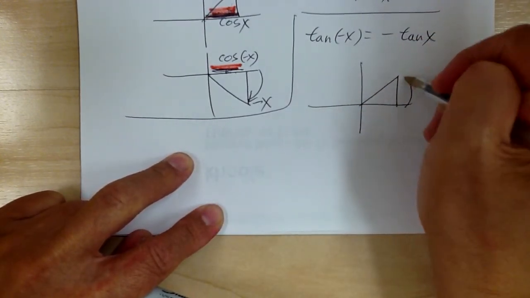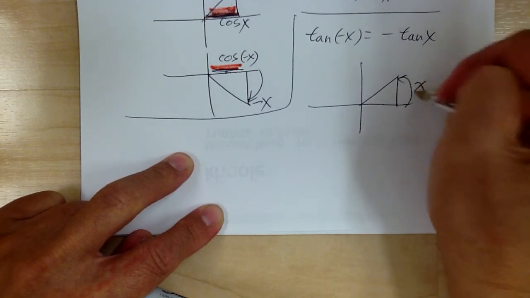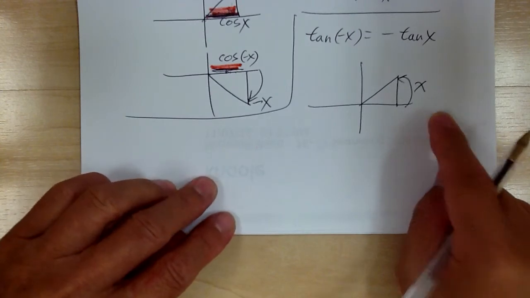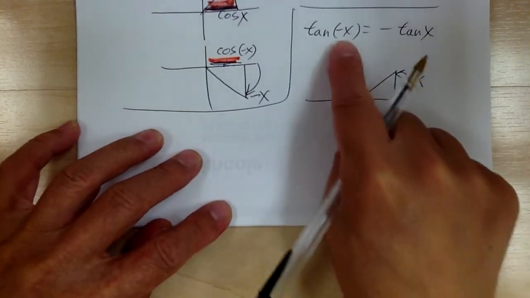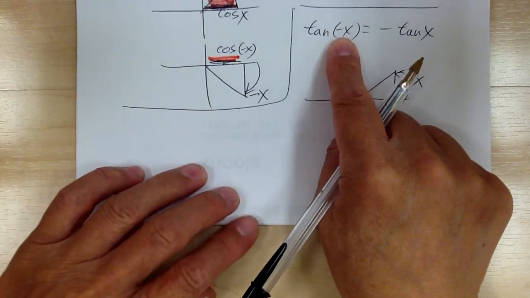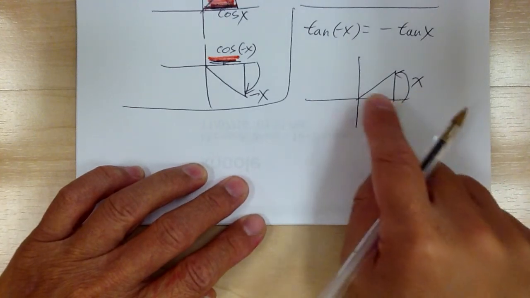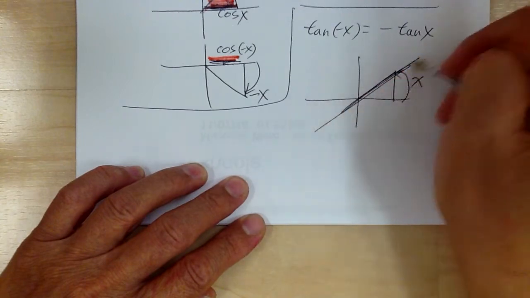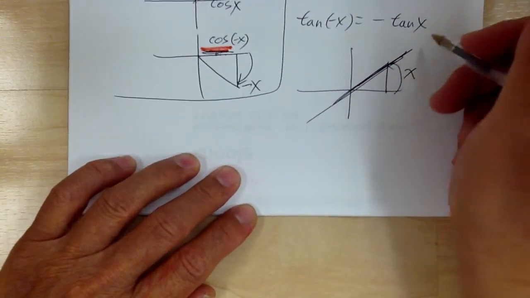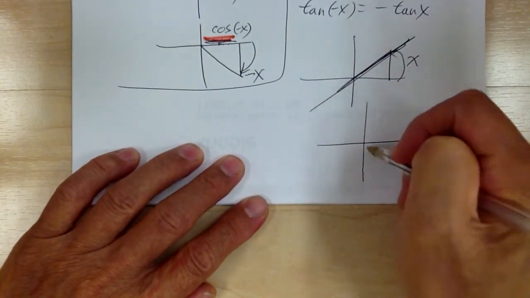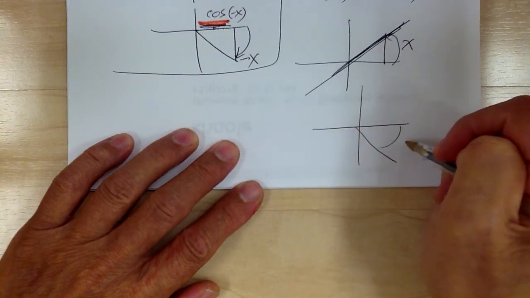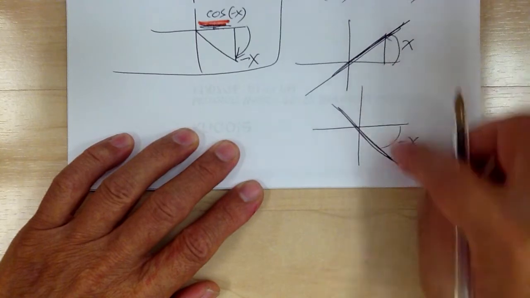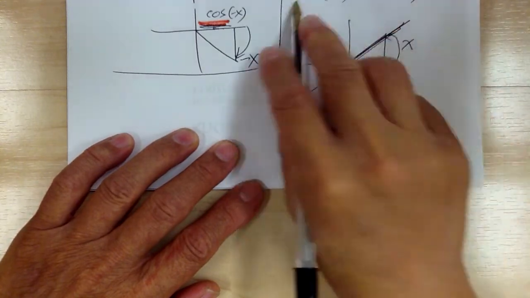So you can let your angle be x. Remember now, x is an angle, okay? It's less confusing if they use theta, but in the book they use x, so you have to deal with it. So here's your angle x, and that's your tangent x. Remember, tangent is a slope, right? And over here, if you draw the negative x, here's your tangent. So notice they're not the same, they are opposite. The slope will be opposite. That's why they are opposite.